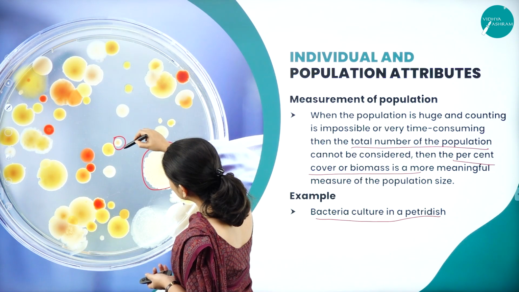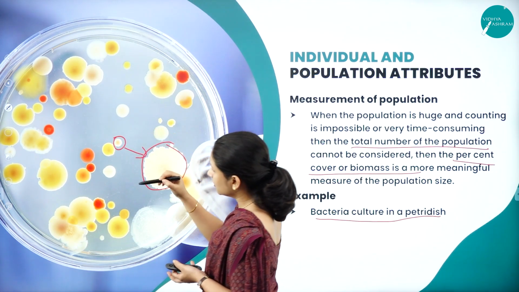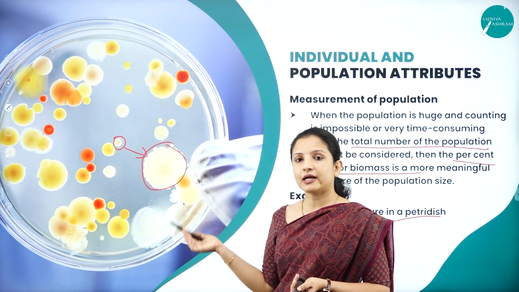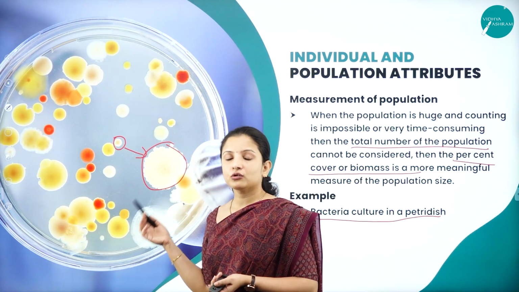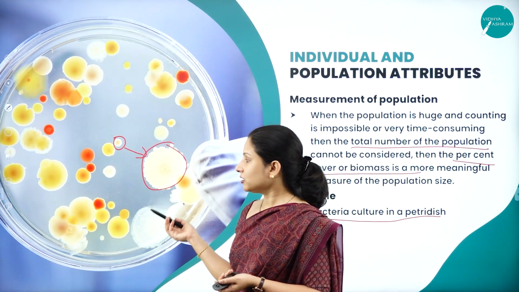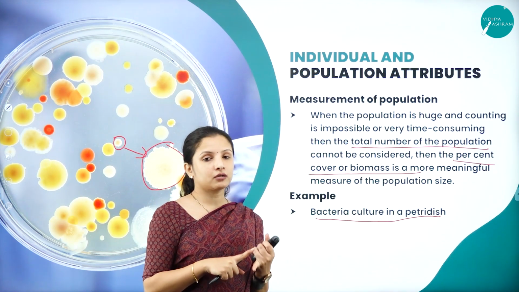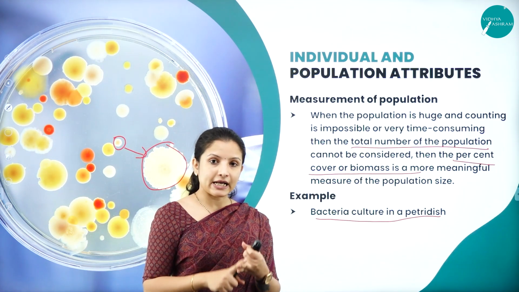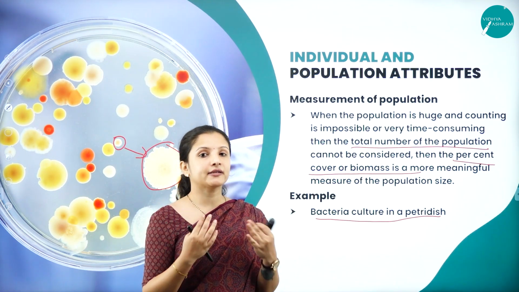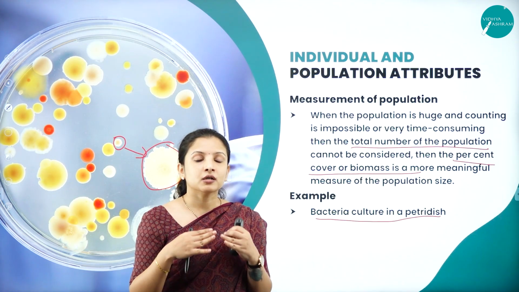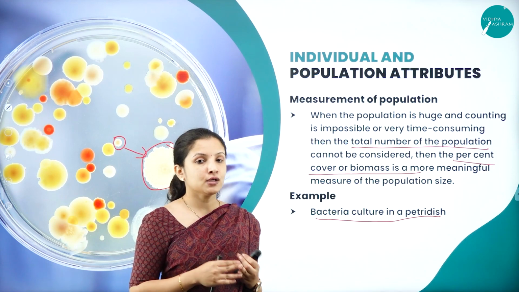This colony has grown and it has become so big. So you can count the area or the diameter of increase in the growth. Like that we can count the percent growth or the biomass of that particular colony of bacteria. That is why both counting the total number of individuals as well as counting the area it has covered, or the biomass, is very important to understand the size of a population.